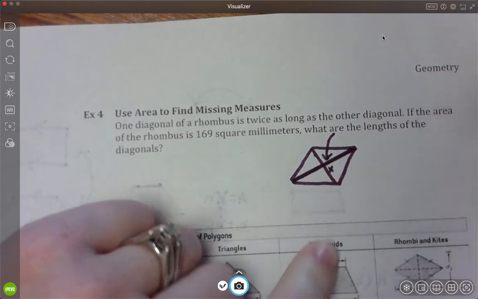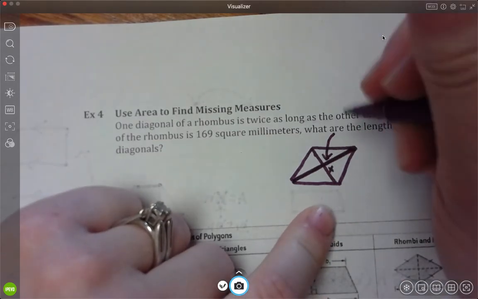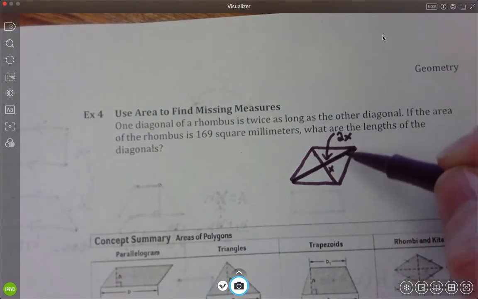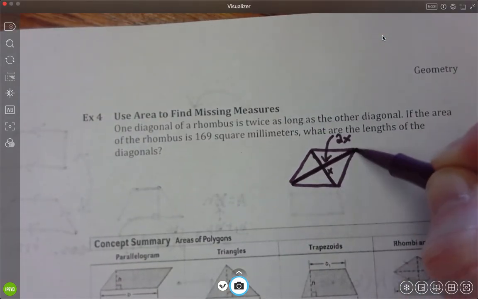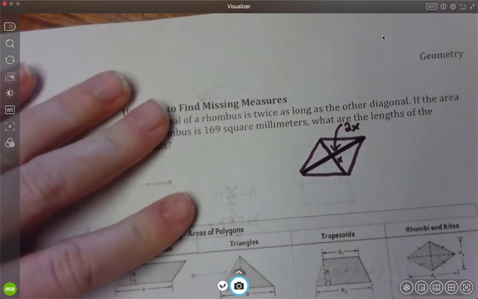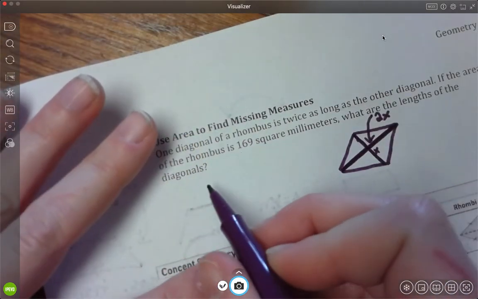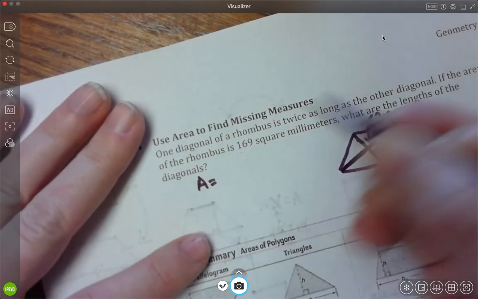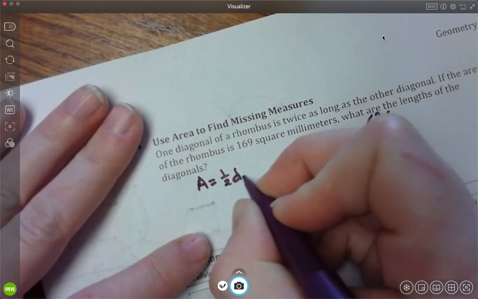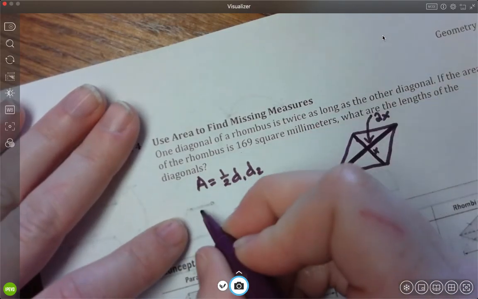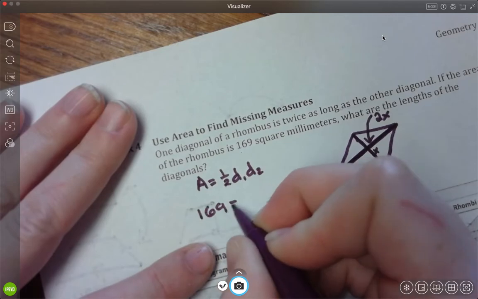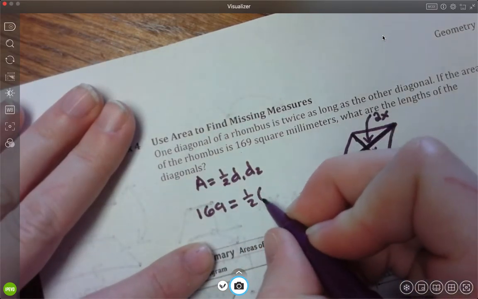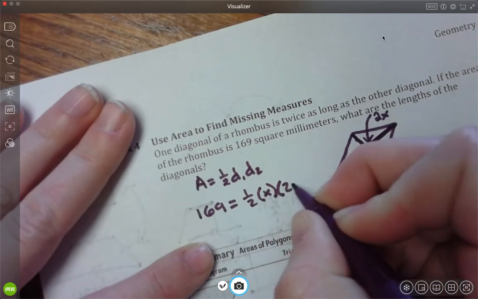So what would we use to express twice as long? We would say 2x, okay? So 1x, and then this would be 2x. If the area of the rhombus is 169 square millimeters, what are the lengths of the diagonals? So the area of a rhombus is 1/2 d1 d2. Okay, I know that my area is 169, and I have 1/2 times d1, let's call the first diagonal x, and the second diagonal 2x, okay?